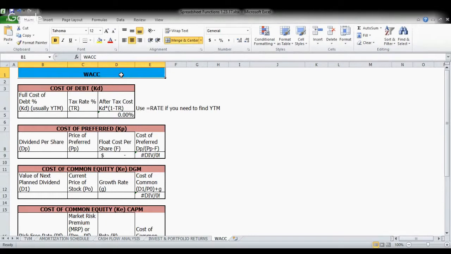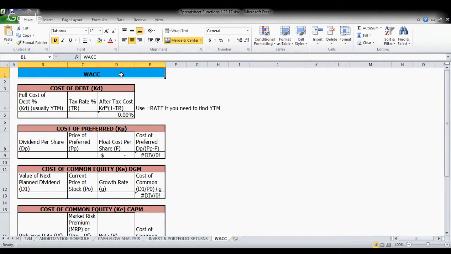So the goal here is not to give a theoretical background on the weighted average cost of capital, which we'll call WACC from this point forward, but to show you how to quickly and accurately calculate the weighted average cost of capital. So there's three different components of capital structure, and those components are debt, common equity, and preferred equity.